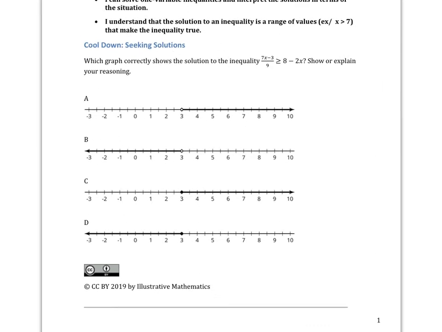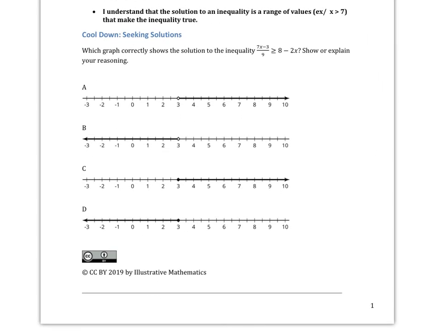So if I look at my choices, I can see that for all of them, the constraint is 3. So I know regardless of how the equation works out, 3 is going to be my constraint. Now, is it going to be more than or less than? That's something that we have to look a little bit closer at. I also see that two options show an open circle and two options show a closed circle.